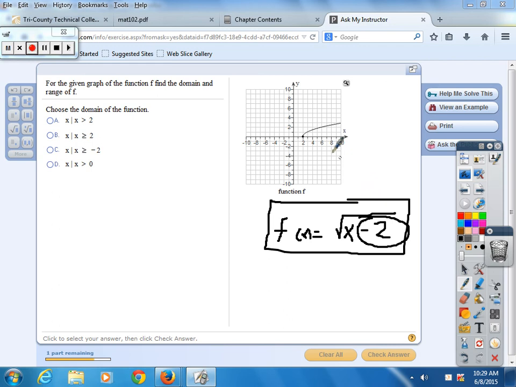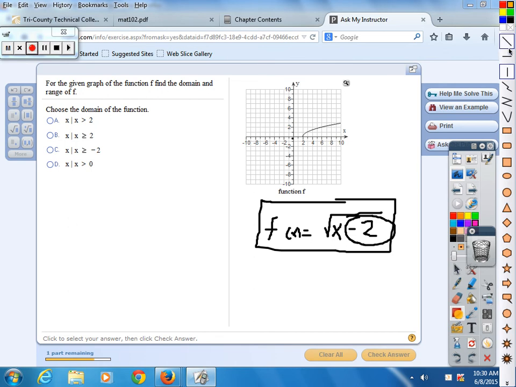So our domain is going to be from 2 to infinity. How do you say that? Well, x is greater than or equal to 2. So which one is that? B. Should be B. Okay. But I'm going to take my handy dandy line maker and color it green, and there's the domain.